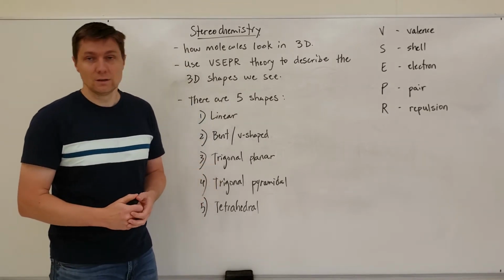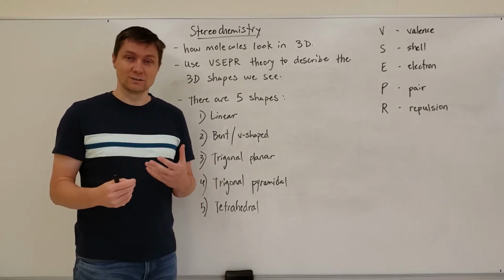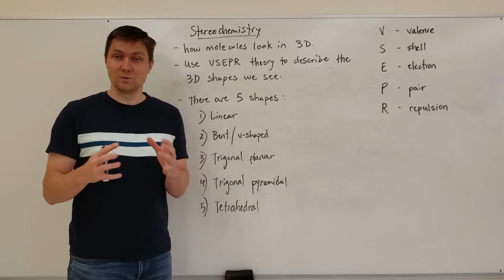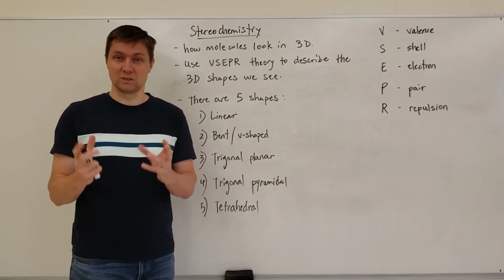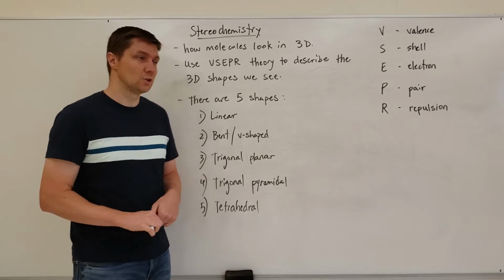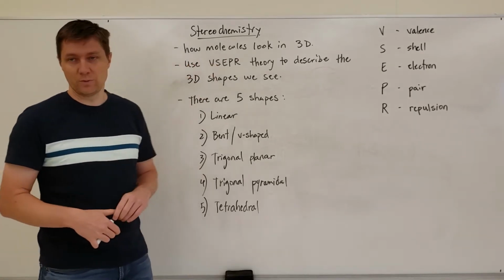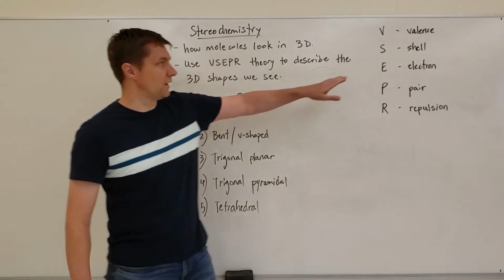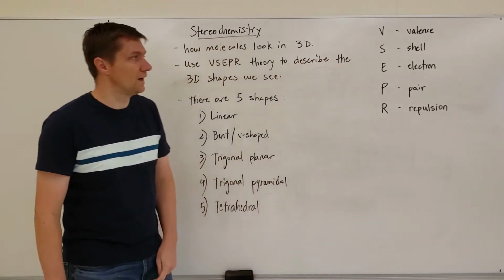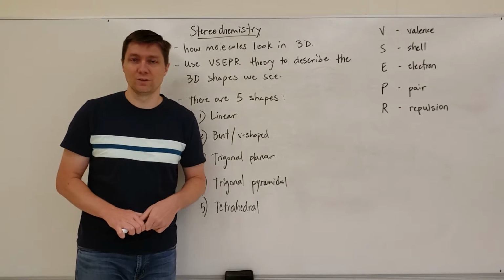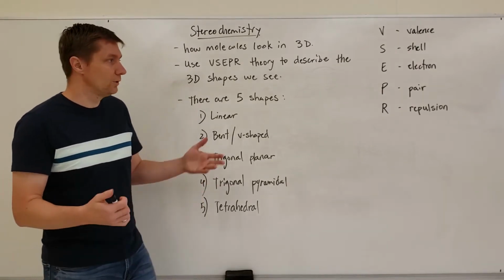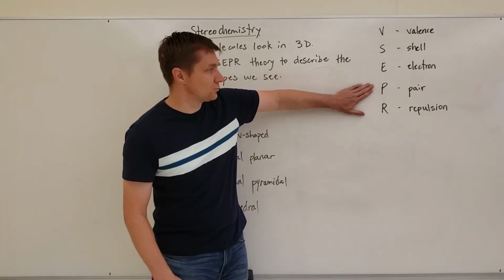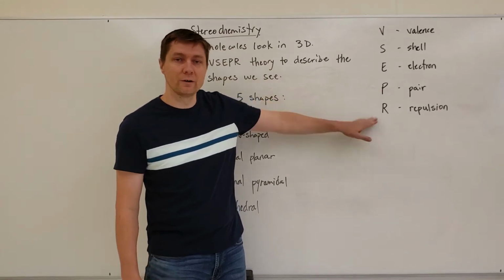Because these bonds are made out of electrons, and these electrons don't like to be close to each other, they have 3D space to orient themselves. So what we use is something called VSEPR Theory to describe what these 3D shapes are going to be. VSEPR is just an acronym, and I've written out on the side, Valence Shell Electron Pair Repulsion Theory. All it really means is that we have these electron pairs and they repel each other.